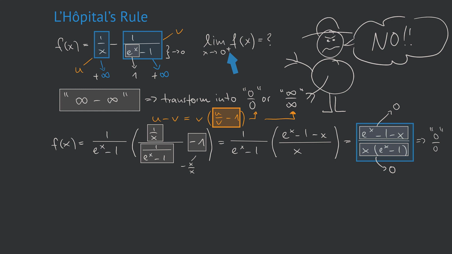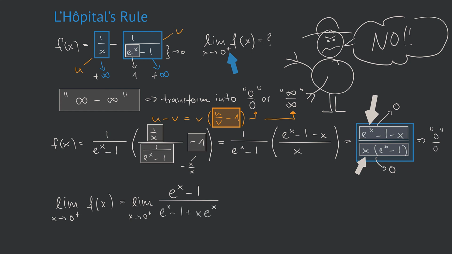Applying de l'Hôpital's rule, we can write lim of f of x, where x goes to positive 0, equals lim of, followed by the quotient of the two derivatives, where the derivative of the numerator is e to the power of x minus 1, and the derivative of the denominator is, by the product rule, e to the power of x minus 1 plus x times e to the power of x.